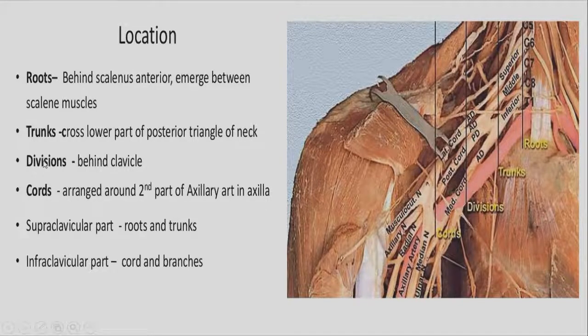If you look at the divisions, they are at the level just behind the clavicle. You know, the clavicle is one of the boundaries of the apex of the axilla. So just behind the clavicle, that's why you find the divisions.